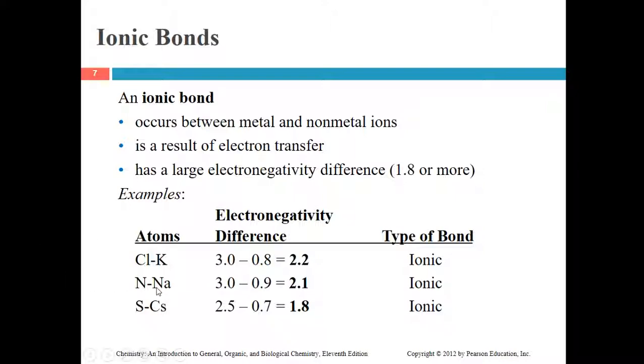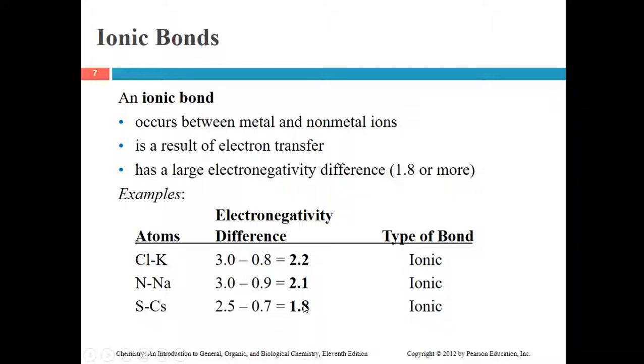All right, so then sodium and nitrogen. When you look at that, sodium's a metal. We would have predicted that, yes, it would have been ionic bond. So when we subtract that, we are going to get 2.1. Yes, we already knew it was an ionic bond. Now then, sulfur and cesium. When you subtract those electronegative differences, you get 1.8, and you get that ionic bond.